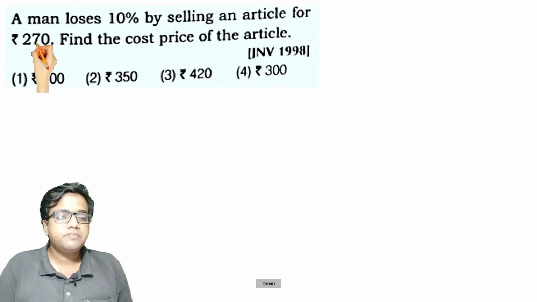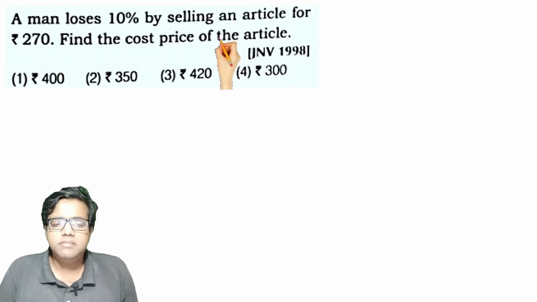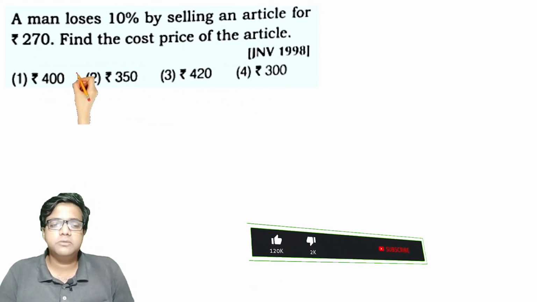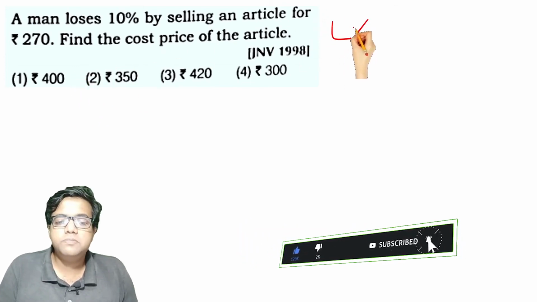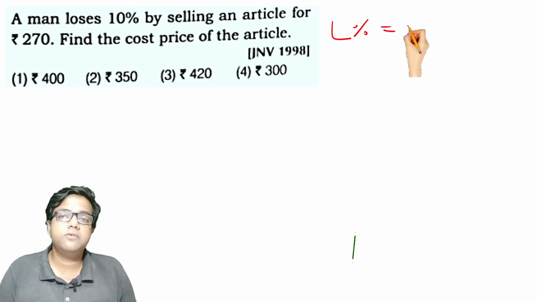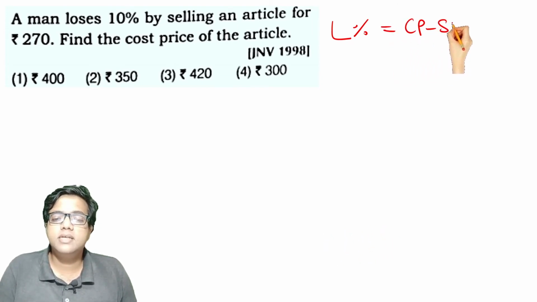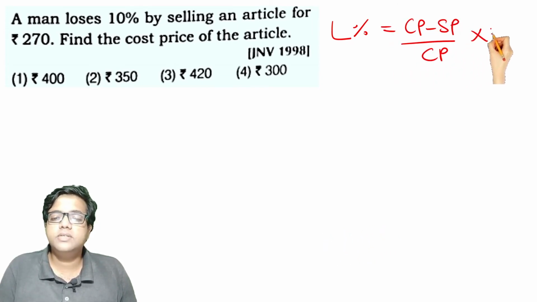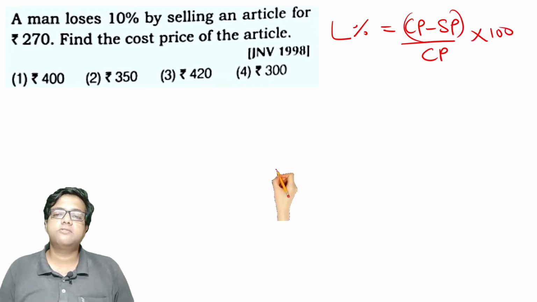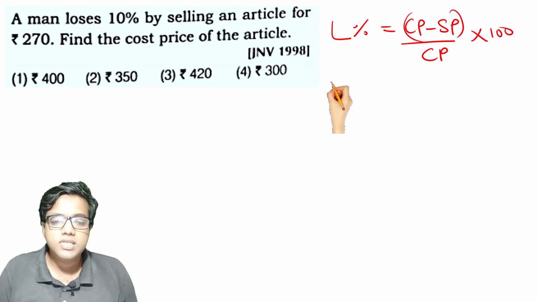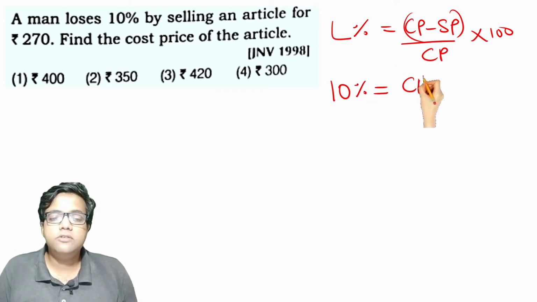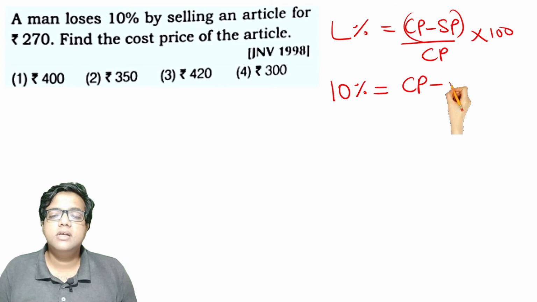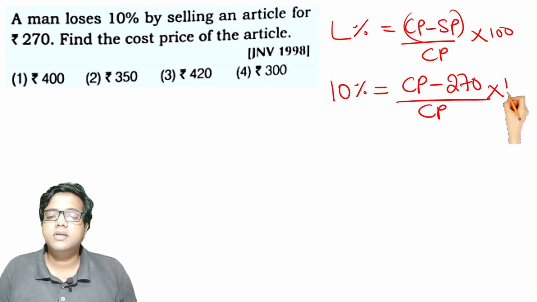Let's move ahead. A man loses 10% by selling an article for 270 rupees. Find the cost price of the article. So loss percent is given here, and we know the formula for loss percent, that is cost price minus selling price by cost price into 100. We need to make use of this formula now. He is making 10% loss. And what is the cost price? We don't know. We need to find the cost price. We will keep it as it is. Selling price is 270. He sold it for 270 rupees, into 100.